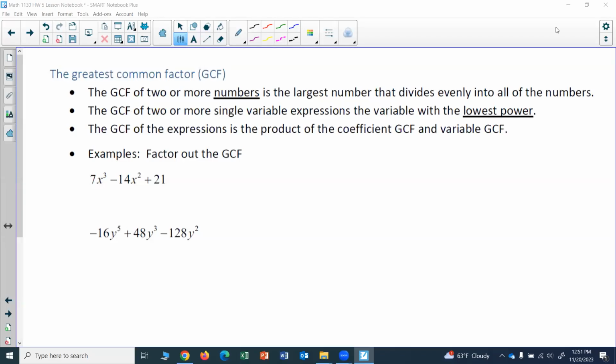In this video, we're going to look at two factoring topics. The first is the greatest common factor, and then we'll look at factoring by grouping. So let's start with the greatest common factor.